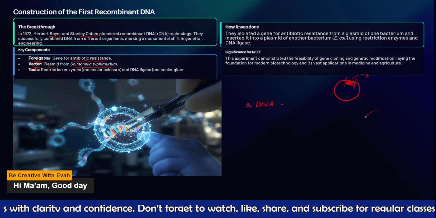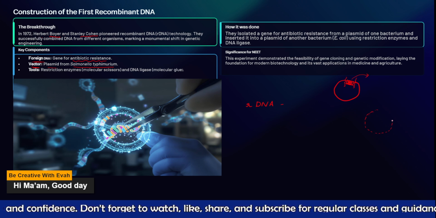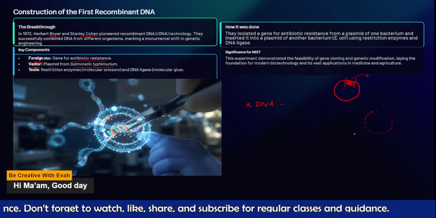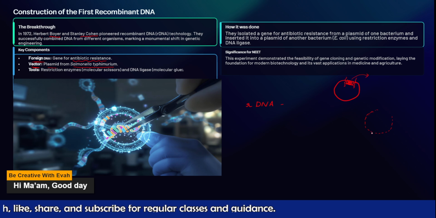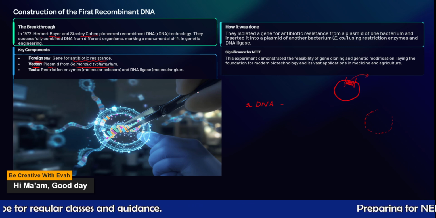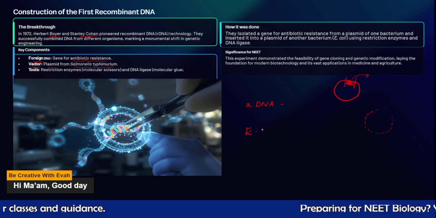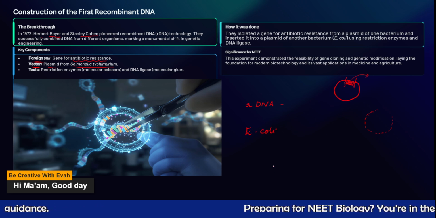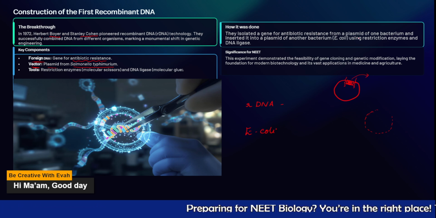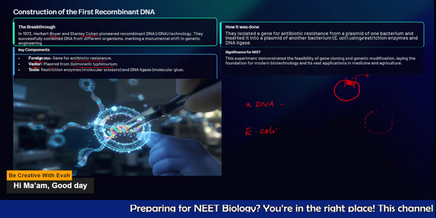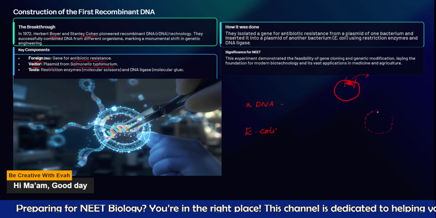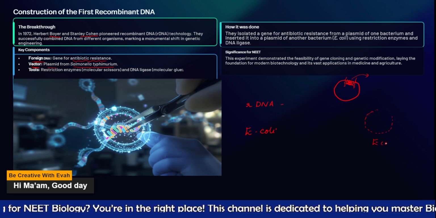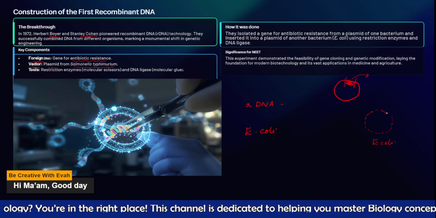And they have taken another bacteria's plasmid. That bacteria is the host organism. So, what is a host organism? The organism which carries the gene of interest. Here the host organism is Escherichia coli, E. coli. So first they isolated the gene from the Salmonella typhimurium and then inserted it into the plasmid of the E. coli bacteria.